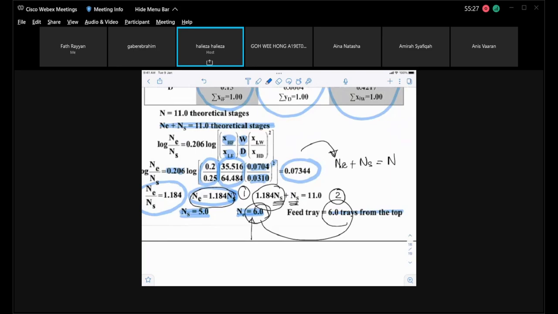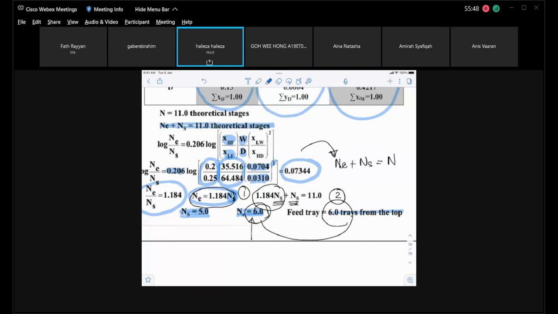So for your mini project, you have to do these whole steps from the beginning till you get the number of stages and where is the location of your feed. Just the shortcut method. We're not going to go to the rigorous method. That will be done in your final project, in your design project.